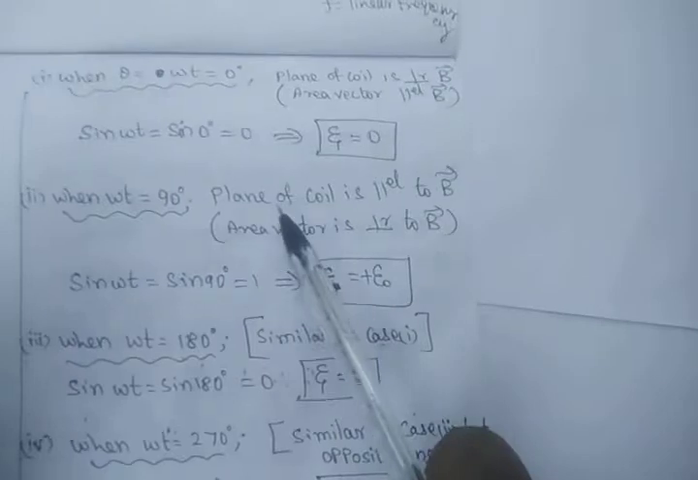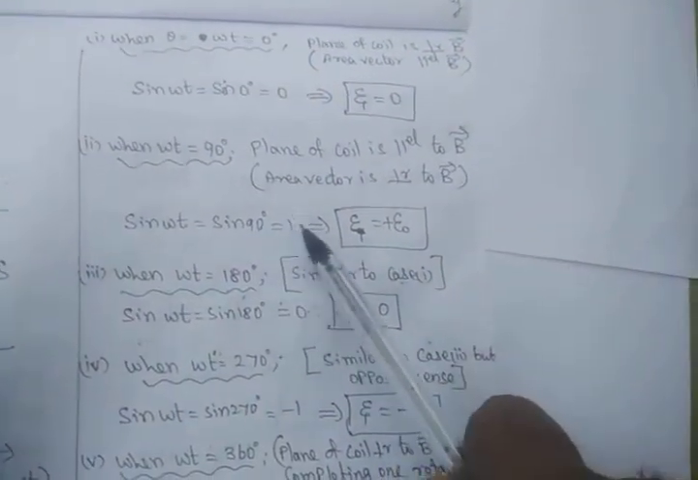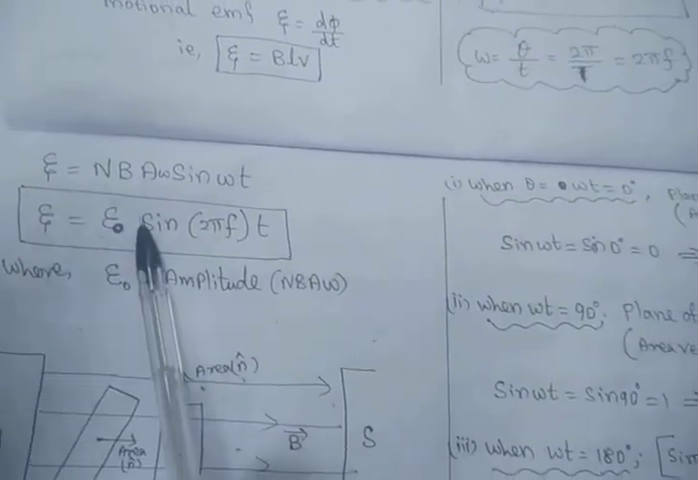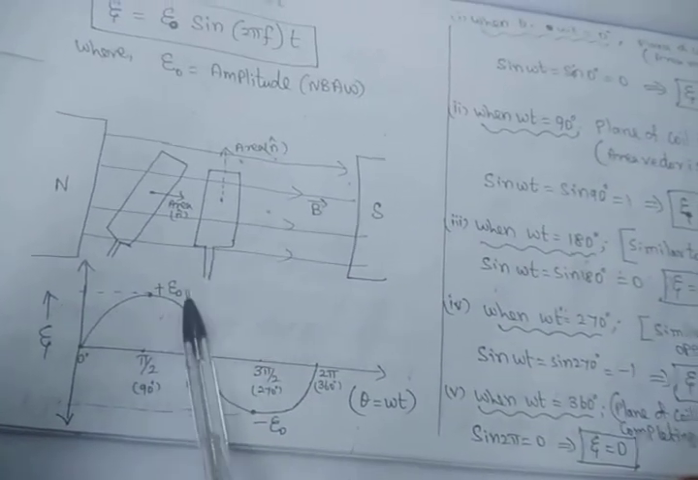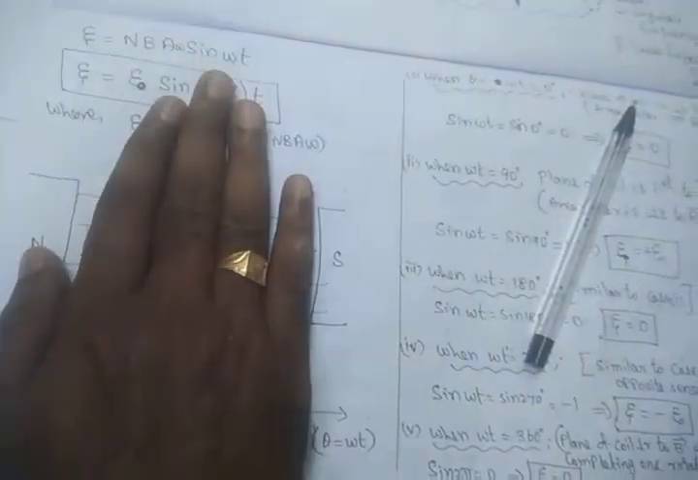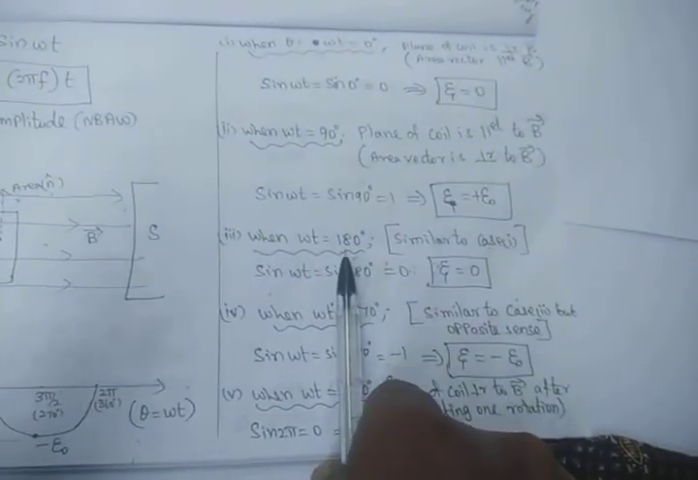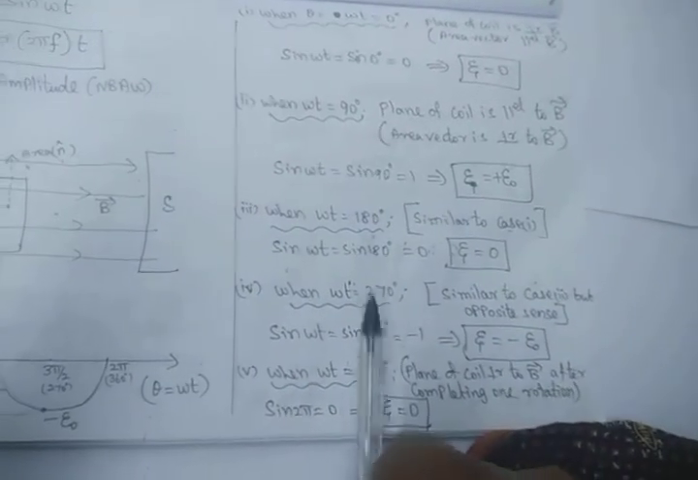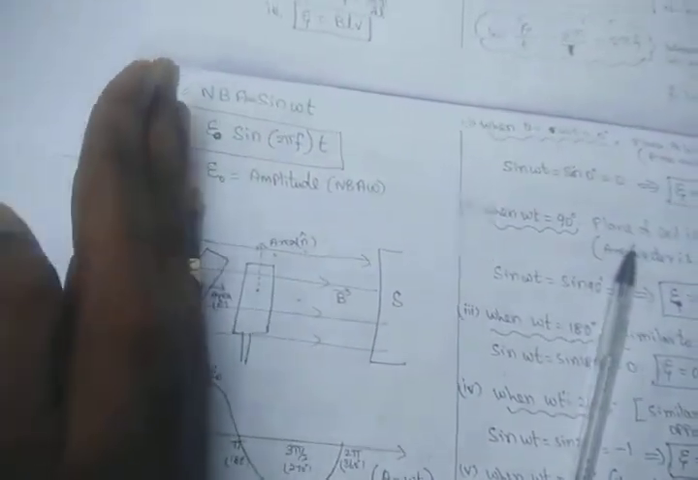So what will happen? The area vector is perpendicular to B, so theta is equal to 90 degree, sine 90 is 1, so E is equal to E naught. It is positive. So only at 90 degree it is plus E naught. Similarly, again like this, second step, then third step. In this third step, omega t will become 180 degree, we get EMF 0. Again at 270 degree, it is minus 1. So the first step is sine 0, then sine 90.